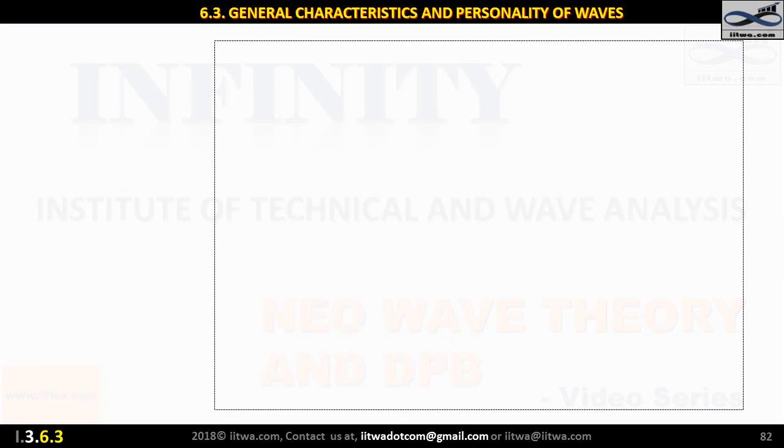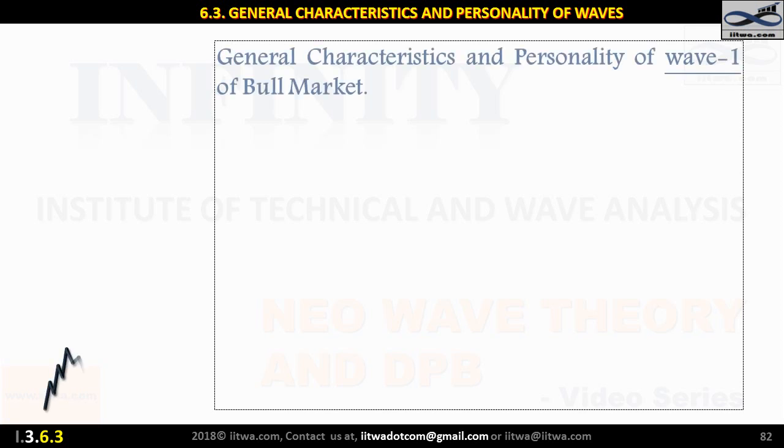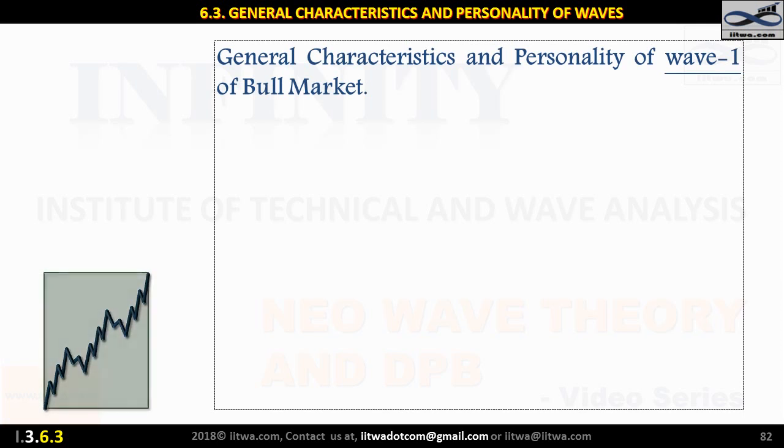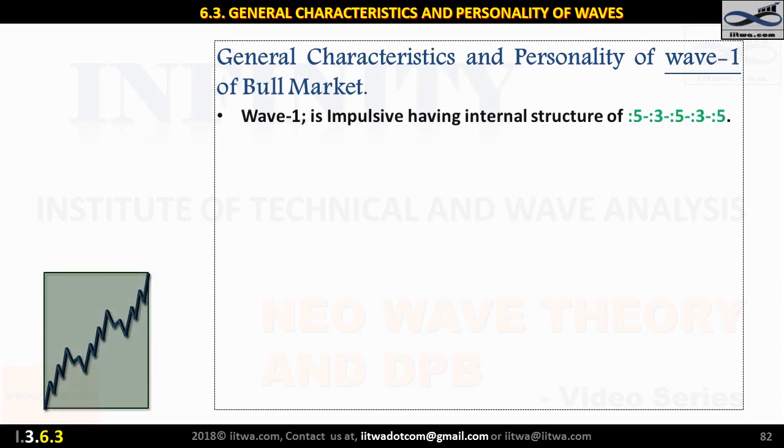Okay, friends, now it is time to shine a light on the general characteristics and personality of waves. Let us explore it. General characteristics and personality of Wave 1 of a bull market. Wave 1 is impulsive, having an internal structure of 5, 3, 5, 3, and 5.